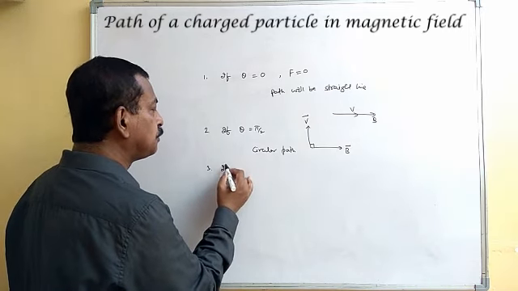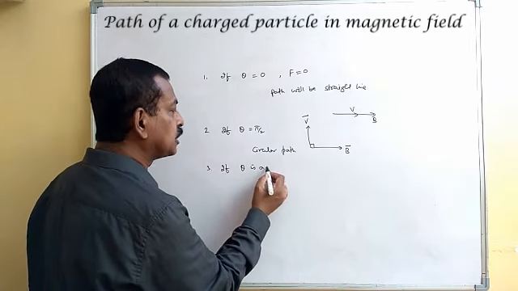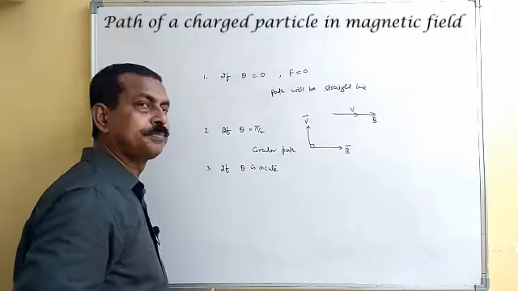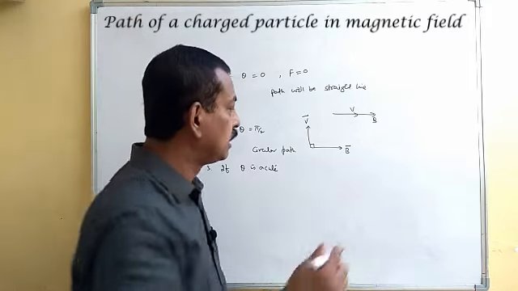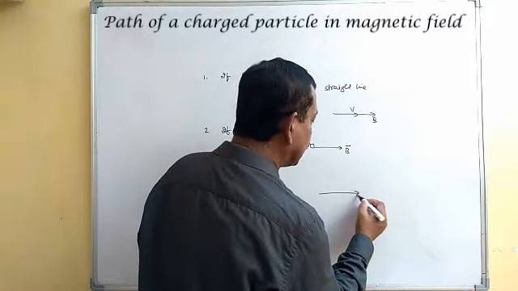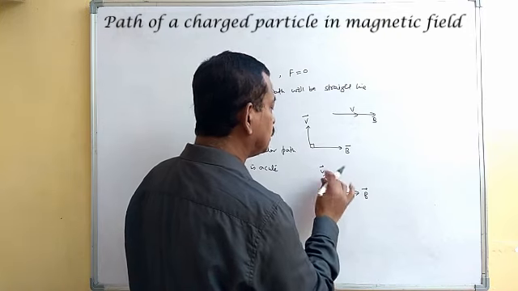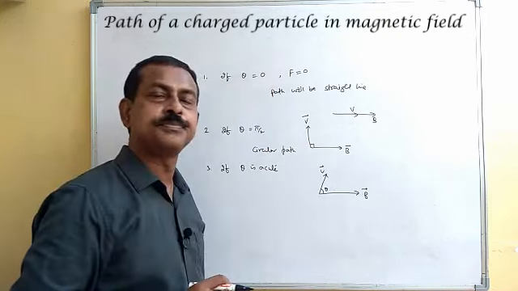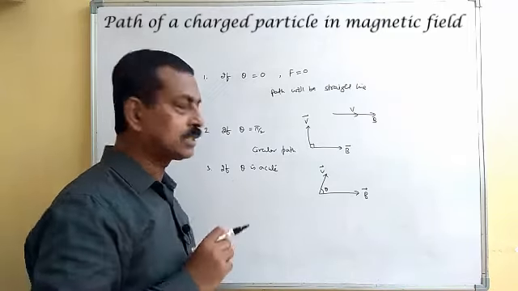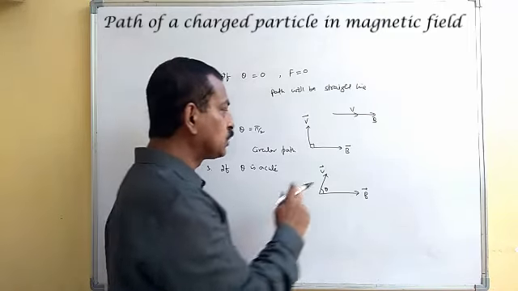Now, if theta is acute, that means this time we are taking the magnetic field in this direction and the velocity V at some angle. So if V is at some angle, in that case what will happen?